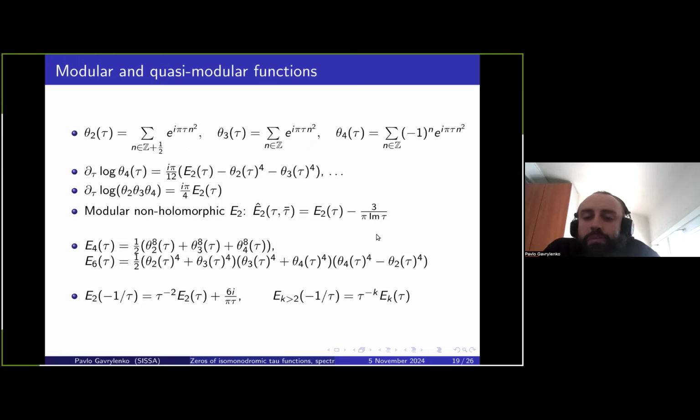Also, in principle, we can make this E2 modular, but the price we should pay is that it now becomes non-holomorphic, but non-holomorphic in some simple way. So these are the functions that appear in this description.